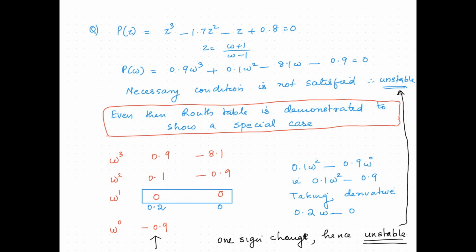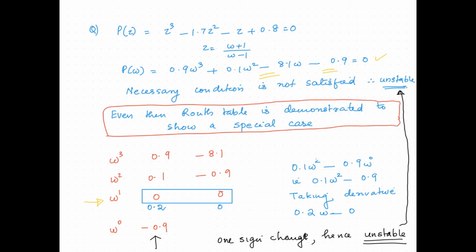We take another example, that is P of Z is equal to Z cube minus 1.7 Z square minus Z plus 0.8 equal to 0. We obtain P of W from the bilinear transformation Z equal to (W plus 1) by (W minus 1). We can see that the coefficients have different signs. So the necessary condition is not satisfied and it is unstable. Even then, the Routh table is demonstrated here to show a special case. If you form the Routh table, you can see that for the row corresponding to W raised to 1, both the elements are zeros.